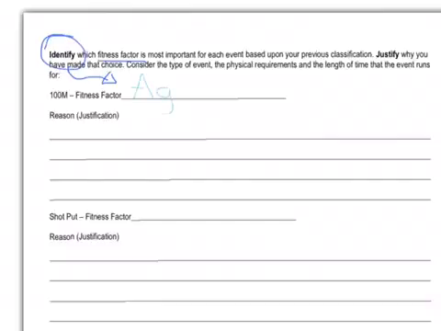Okay, so if you think that agility is the most important fitness factor to be successful in the 100-metre sprint, you would write agility there, okay? And then you need to do the next step, which is to justify, which is give a reason. Why do you think that agility is important for that 100-metre sprint?